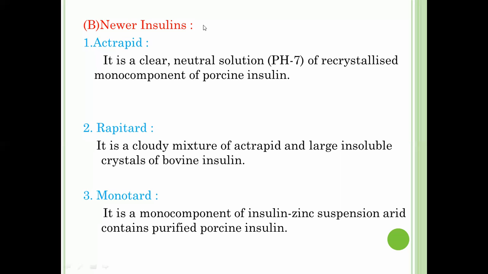So there are three preparations in the newer insulin preparations: Actrapid, Rapitard, and Monotard. Here we complete the preparations. All the insulin preparations are administered parenterally by subcutaneous route. And regular insulin can be administered by either intravenous or intramuscular route. Then the preparations of insulin are marketed in 10 ml vials.